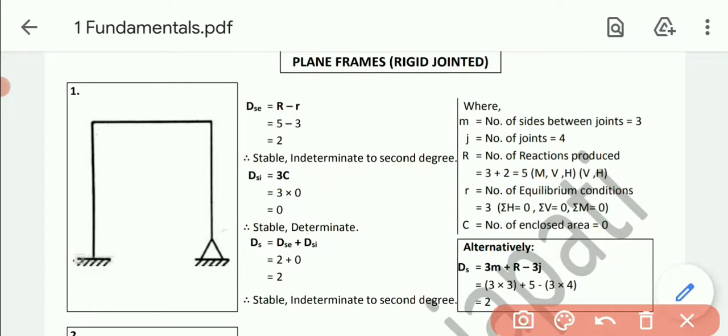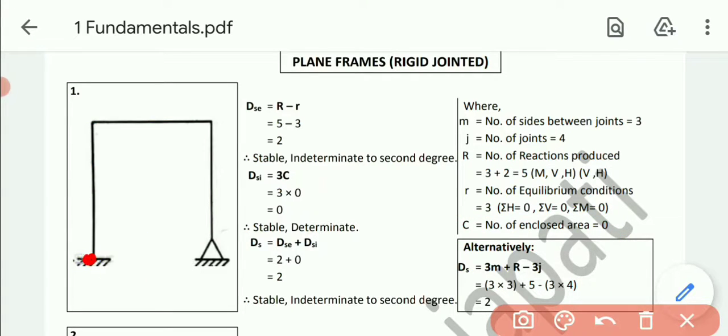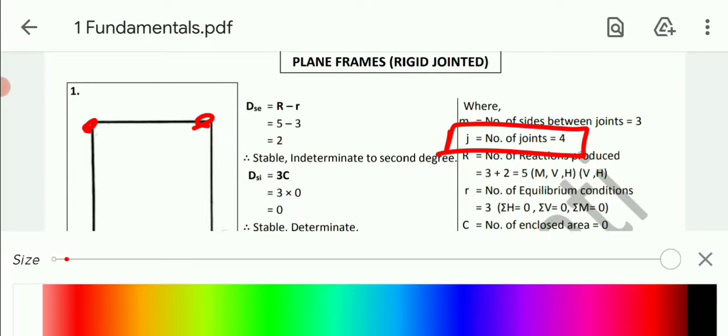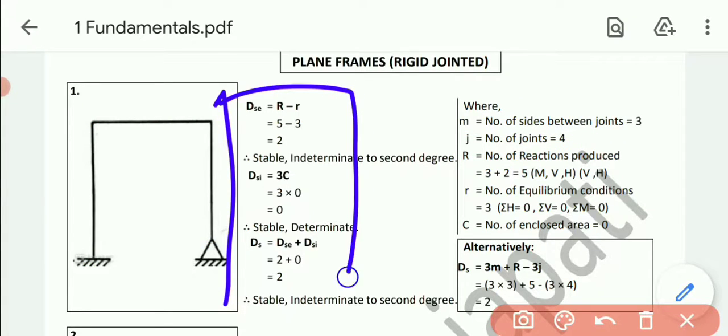Then C, the number of enclosed areas. Now over here we can see the area is quite open, the side is not there, so the enclosed area is 0. Then J, the number of joints: 1, 2, 3, 4. And M, the number of sides between the joints, that is 1, 2, 3. Now alternatively, as I told you, if we use this formula, then we will need 3 unknowns only: capital R, small r and small c.